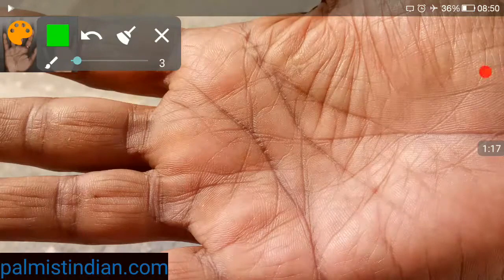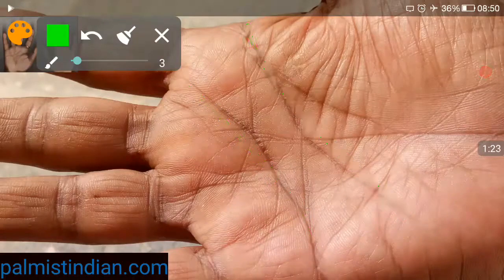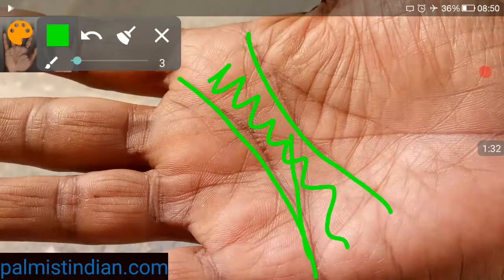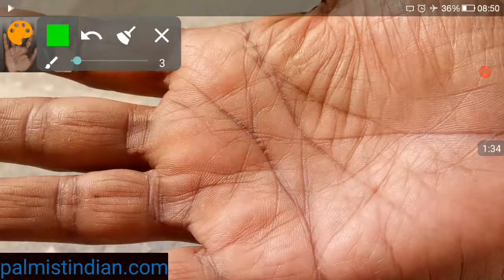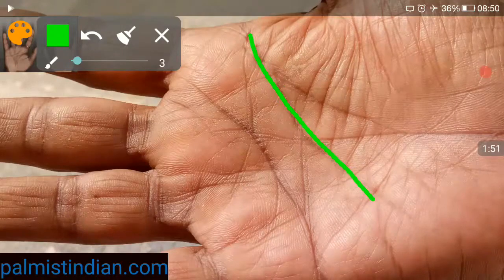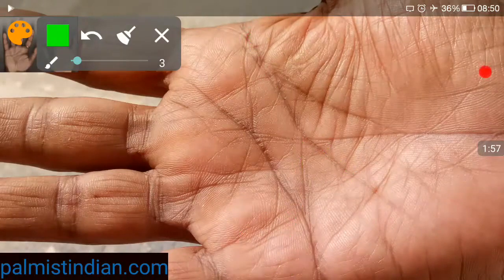This is the headline, and this is the lifeline. This is the headline, and this is the heart line. Both should basically have a gap between them, and there should be no interconnection of the heart towards the head or the head towards the heart. It shouldn't be like this, it shouldn't be something like this. Both are not considered good. If the headline is going upward towards the Mount of Mercury, it is considered good, but not joining into the heart line.